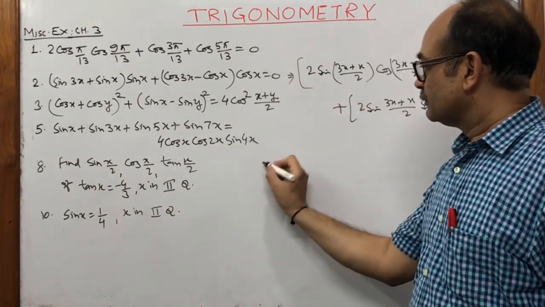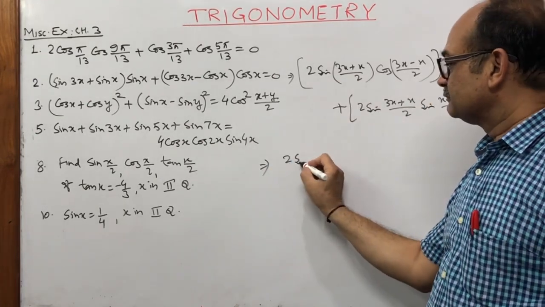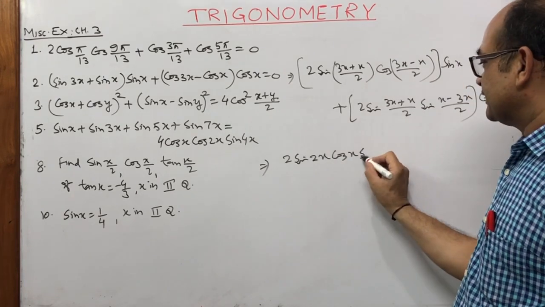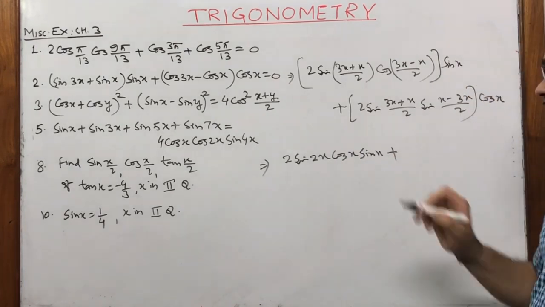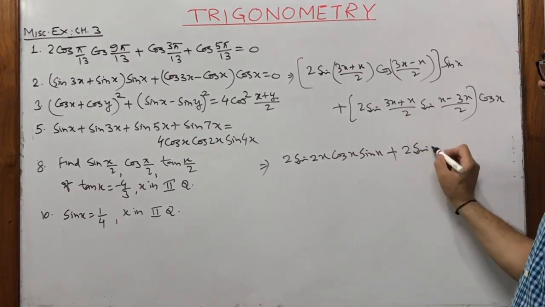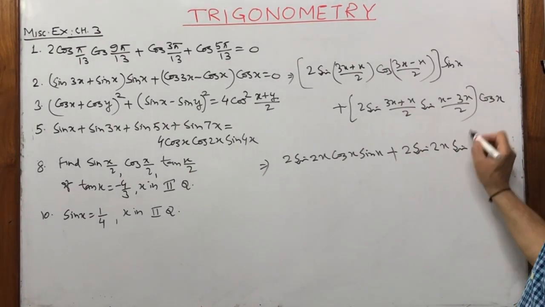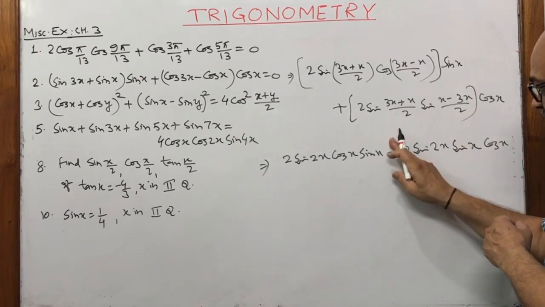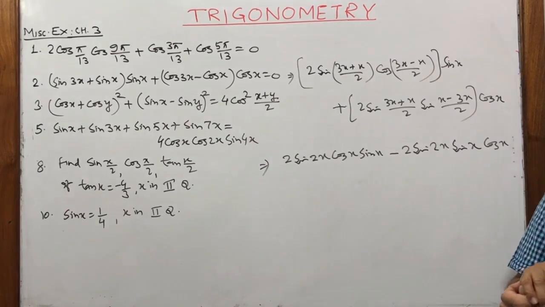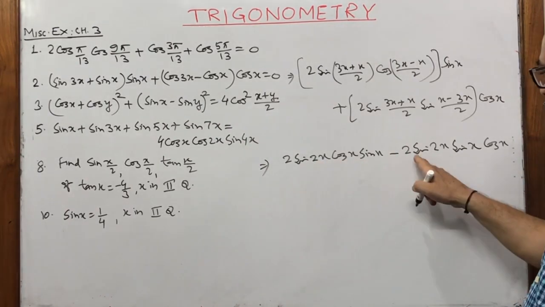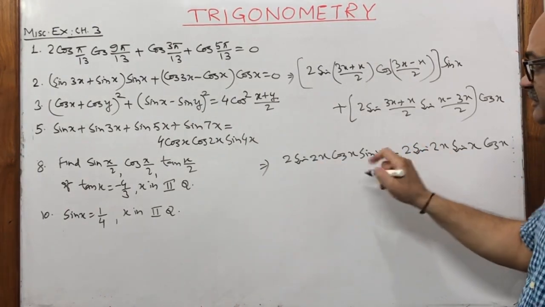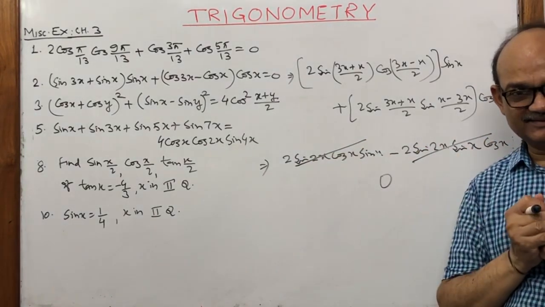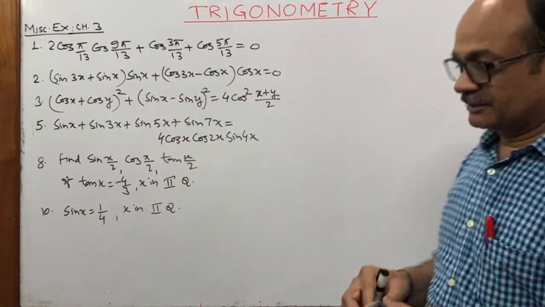Now 2 sin, this will become 2x, this will become x, and sin x, plus 2 sin 2x sin x cos x. This is minus x, so we have to change the sign to minus here. Now tell me, 2 sin 2x, 2 sin 2x, sin x cos x, cos x. What are we getting? Complete 0. What an easy question! Next, sum number third.